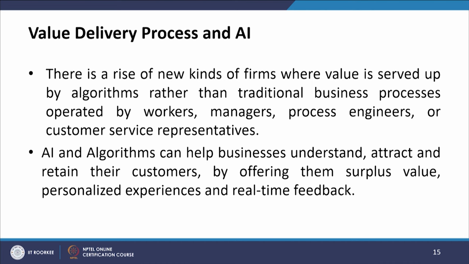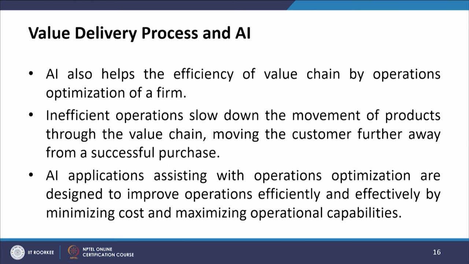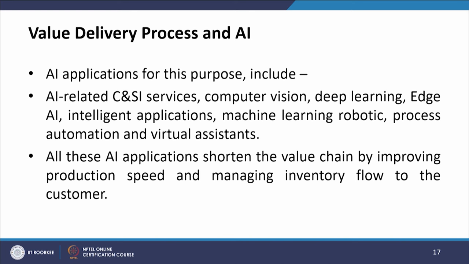AI and algorithms can help a business understand, attract, and retain their customers by offering them surplus value, personalized experiences, and real-time feedback. AI also helps the efficiency of value chain by operation optimization for a firm. So that is another advantage, that the operations are optimized. Inefficient operations slow down the movement of products through the value chain, moving the customer further away from a successful purchase. AI applications assisting with operations optimization are designed to improve operations efficiency and effectiveness by minimizing cost and maximizing operational capabilities. AI applications for this purpose include AI related services, computer vision, deep learning, edge AI, intelligent applications, machine learning, robotics, process automation, and virtual assistants.